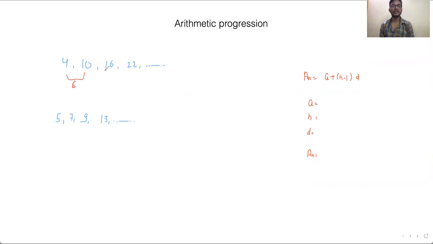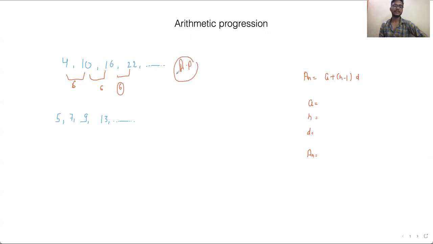Now the difference 16 minus 10 is always equal to 6. The difference 22 minus 16 is equal to 6. So we can say that the difference between all two consecutive terms is the same. So this is an AP, an arithmetic progression series.